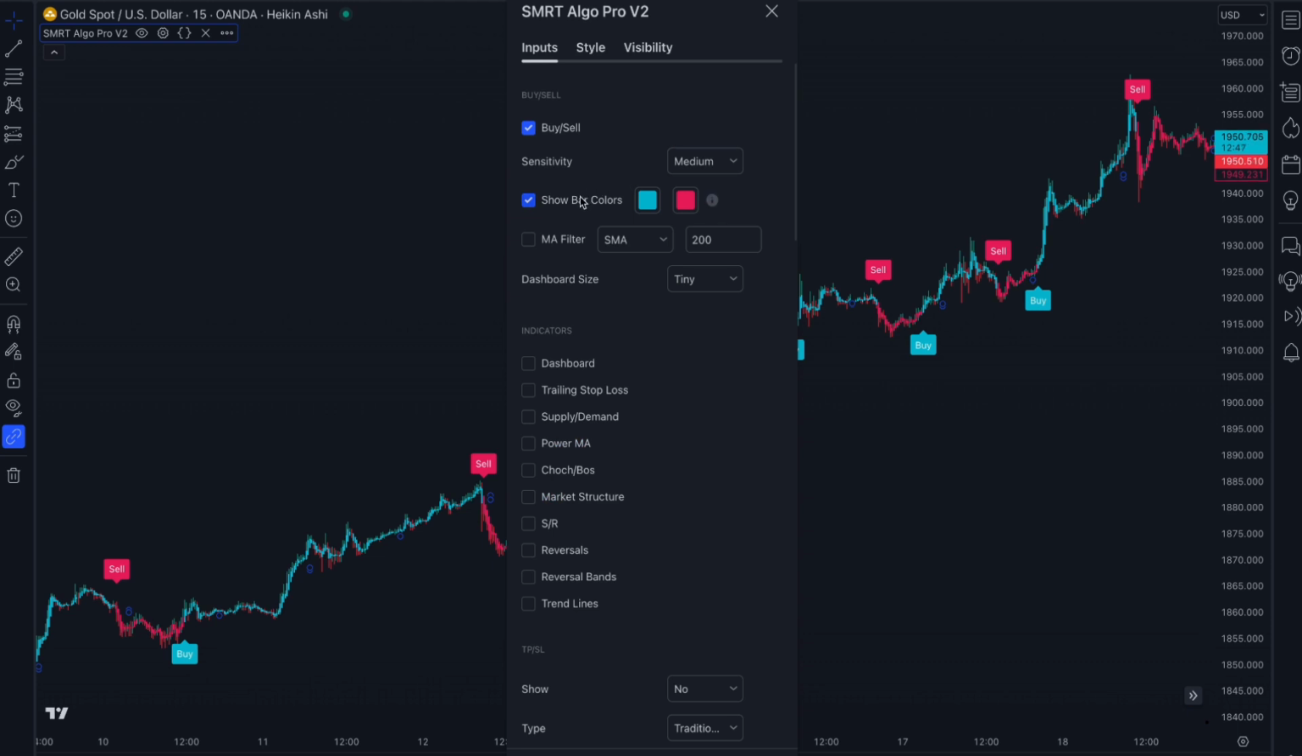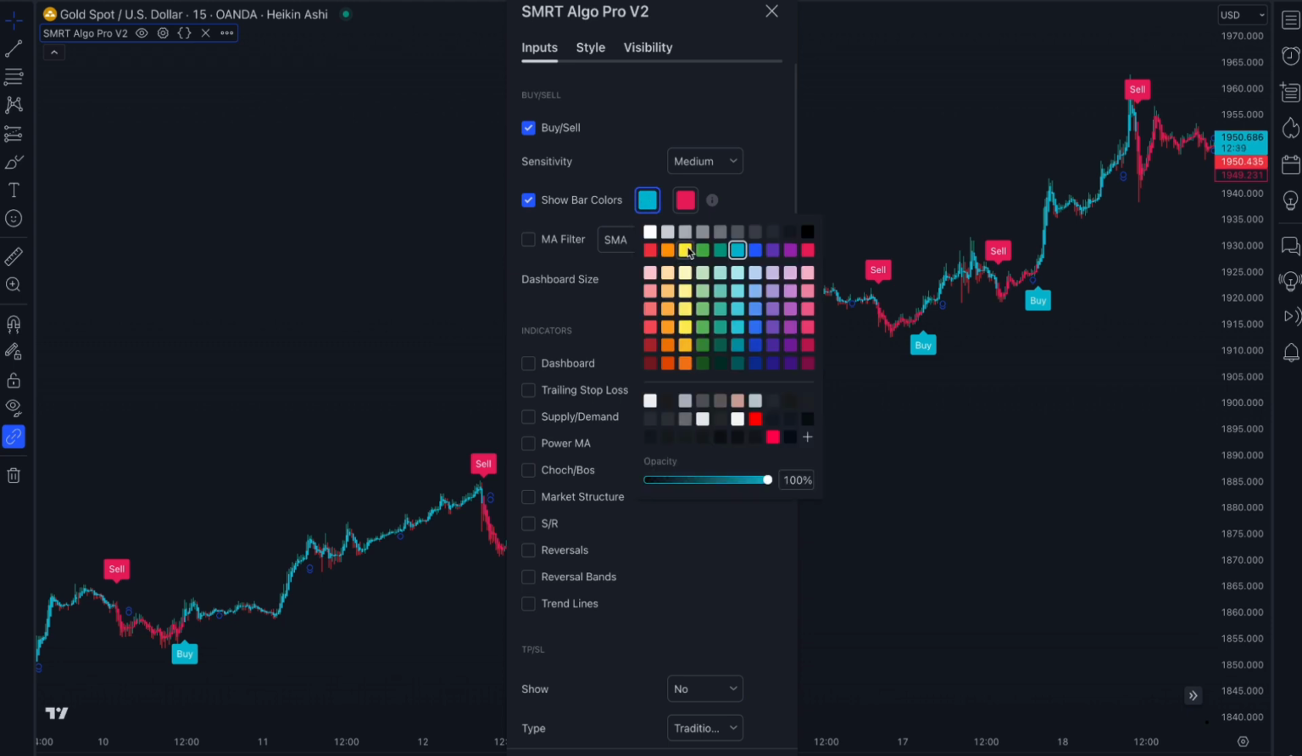We have the show bar colors here. Here you can change the different bar colors. Let's say I want to change the color from blue to, I don't know, yellow. You can change it to yellow and then the color will change.